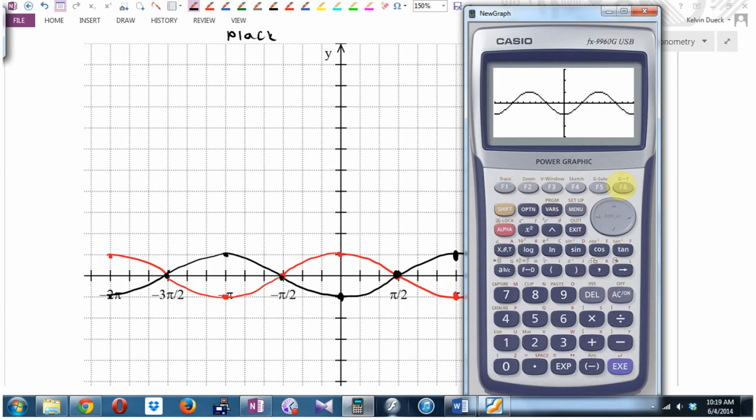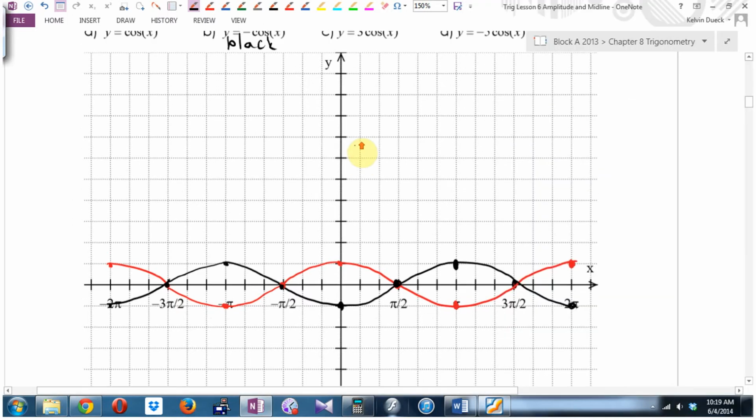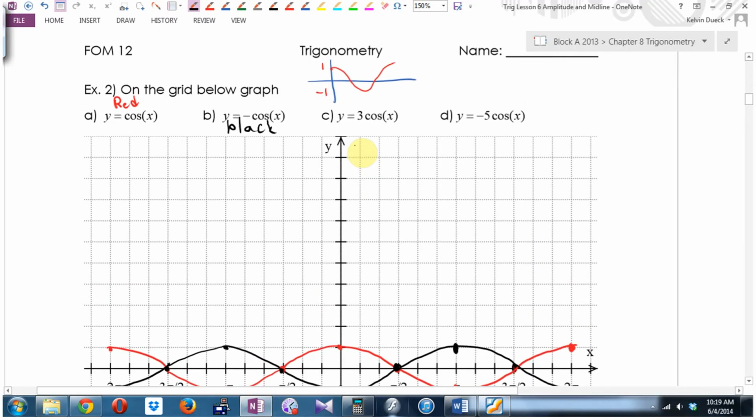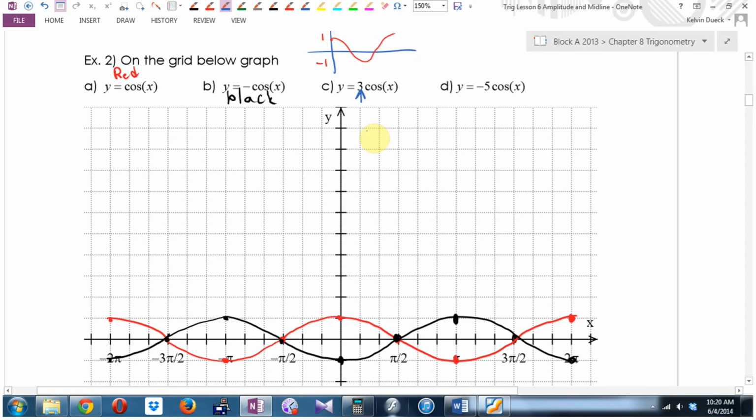There's negative cos x, starts at the bottom. Positive cos x starts at the top. What's the next graph? What do you think that 3 does? Instead of starting 1 high like cosine did, it's going to start where? 3 high. It's going to change the amplitude.